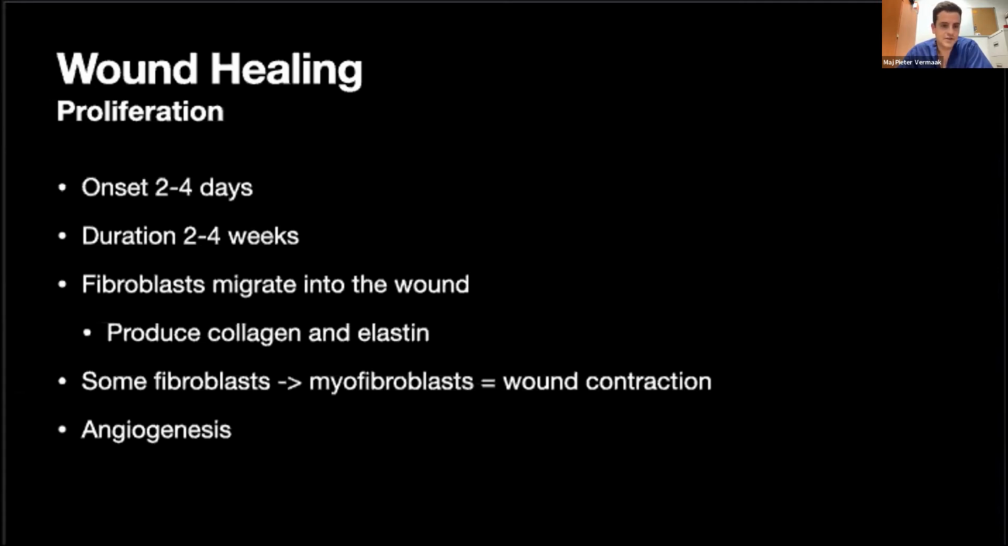Also in this proliferative phase, you're going to get angiogenesis. That's new blood vessels forming in the tissue, to supply more oxygen and nutrients to the wound.